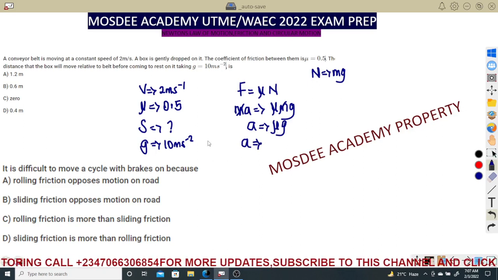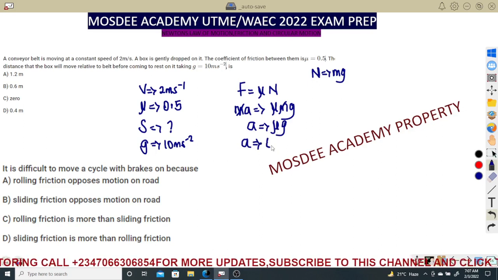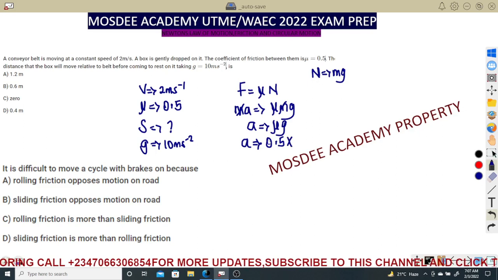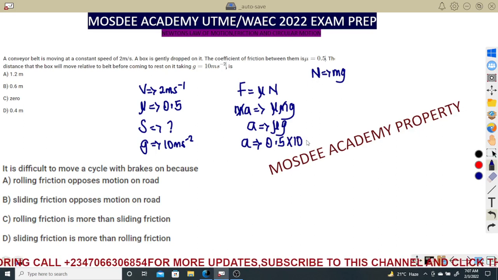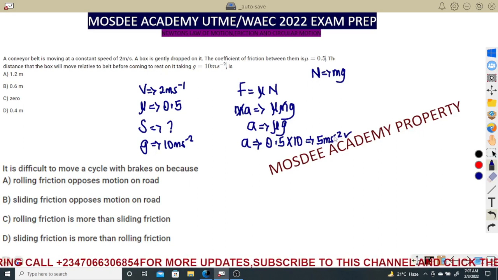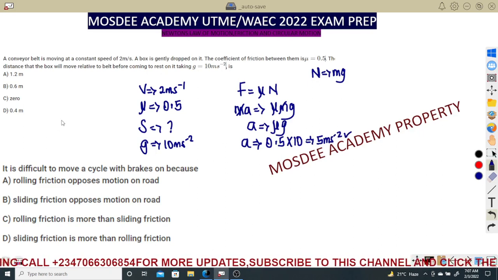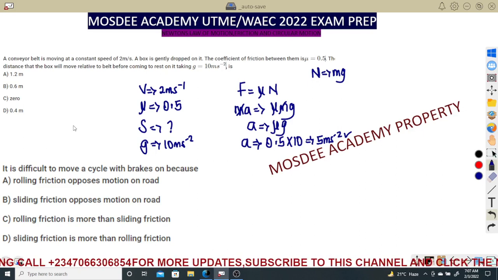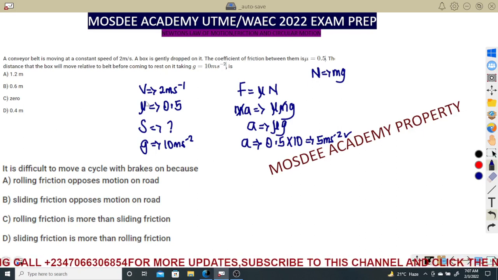So let me get the acceleration of this body when the box was dropped on the belt. The value of mu is given to be 0.5. I'm multiplying that by g, which is 10. Without wasting time, this gives me 5 meters per second squared. That is the acceleration of the body after the box was gently dropped on it. But I'm not looking for the acceleration, I'm looking for the distance it has moved.